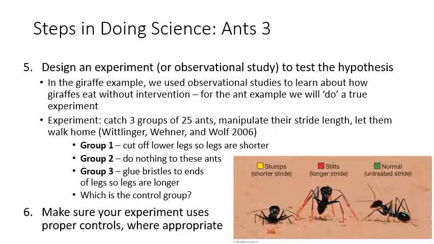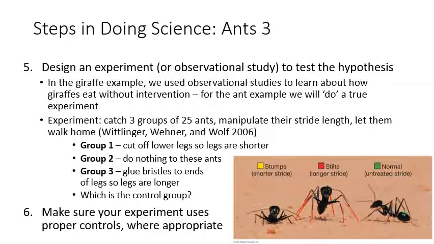In the experiment, they were actually changing the stride length for the ants, and they divided the ants into 3 different groups of 25 ants each. In group 1, they cut the legs of the ants so that they would be shorter. In group 2, they did nothing to the ants, and in group 3, they glued bristles to the legs so that the legs would be longer. So here you have images of those 3 groups. Here's group 1 with the short cut legs. And here's group 3 ant with these red bristles glued onto its legs so they're longer. And then in group 2, you have regular ants that were not messed with in any way.